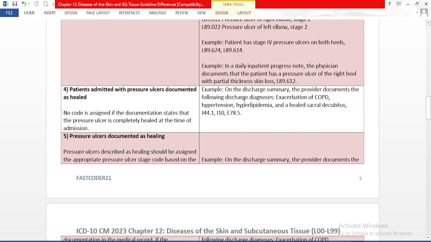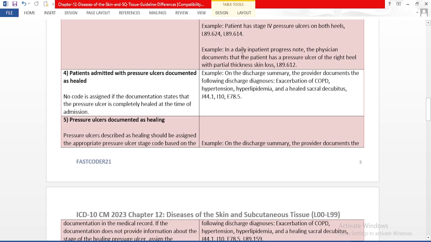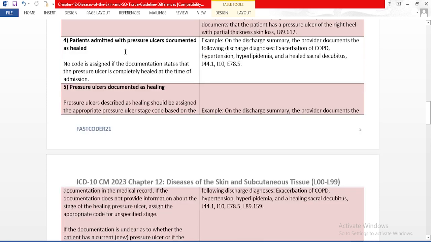So also we have one more example here. In a daily inpatient progress note, the physician documents that the patient has a pressure ulcer of the right heel with partial thickness skin loss. So here we need to code L89.612. So it is only partial thickness, so here the stage will be stage 2, pressure ulcer stage 2.